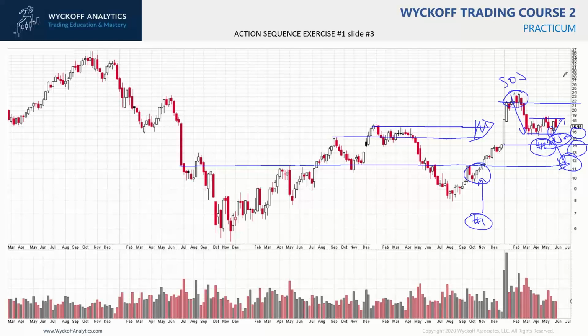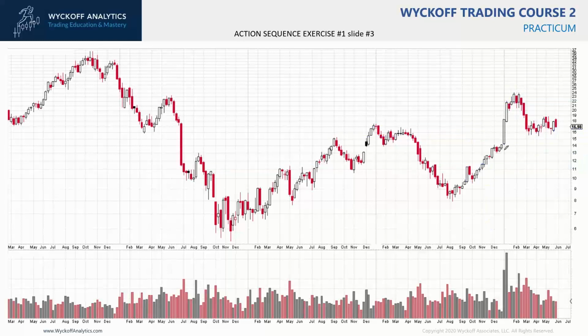Yeah, me personally, if it breaks the 16 level, I'm probably going to be out, because I don't want to ride it all the way back down to where my entry is. Okay, so I understand. So our stop loss is somewhere around 15 and a half or 15. Yeah, if it's not holding that new area of support, then I'm out. Okay. All right, so let's quickly look at this reaction.